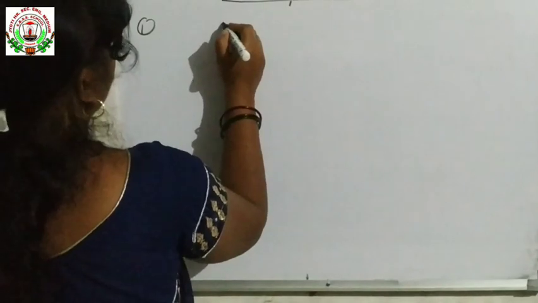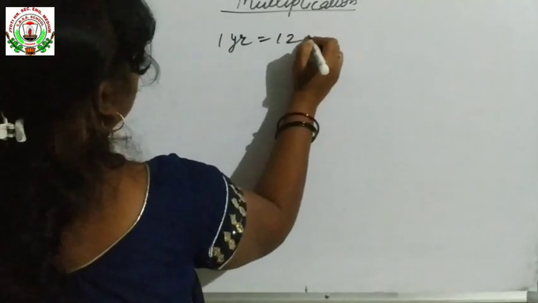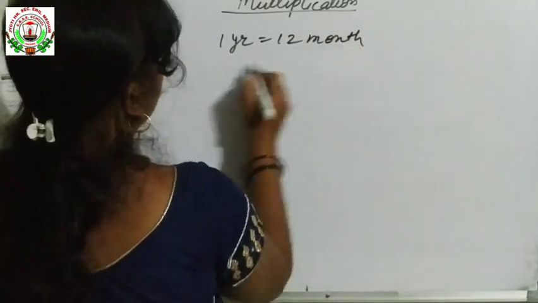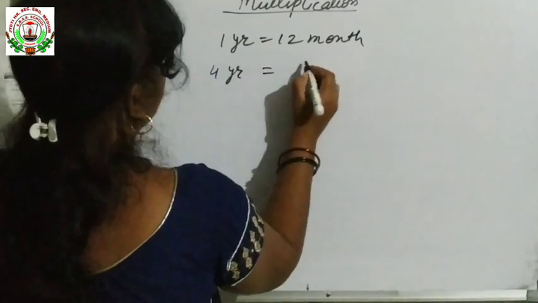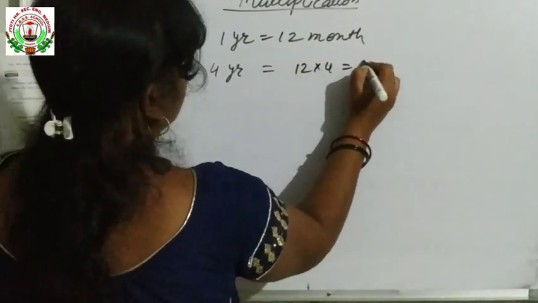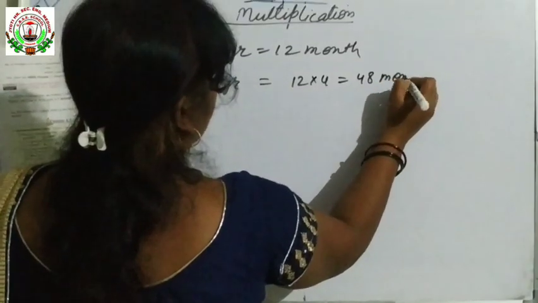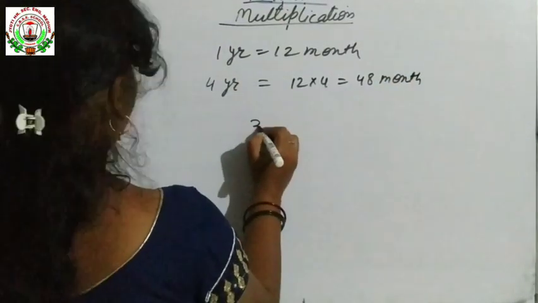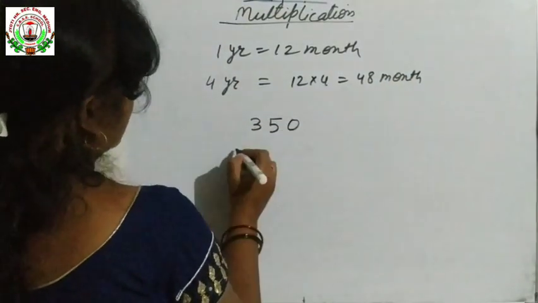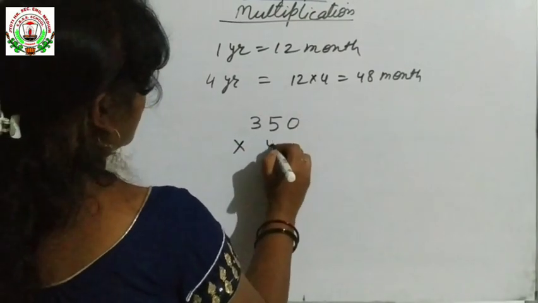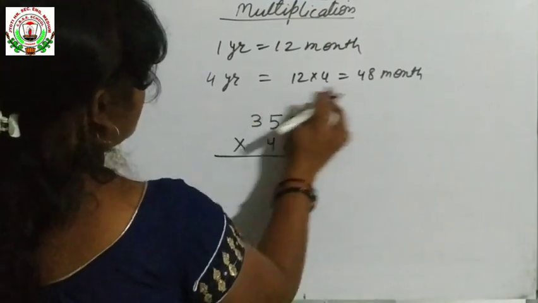Okay, so here 1 year means 12 months. 1 year equal to 12 months. So 4 years, that means 12 into 4. That is 48 months. So 1 month he is saving how much? 350 rupees in 1 month. So how much he will save in 48 months? 4 years, that means 48 months.